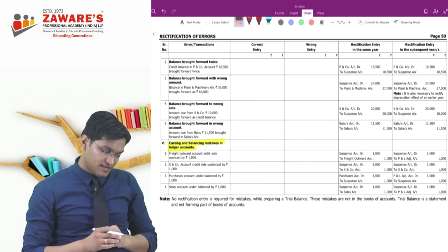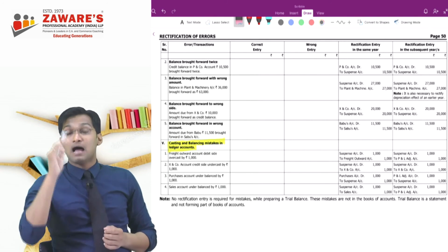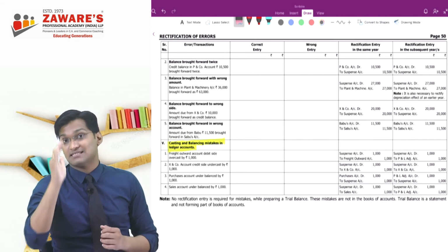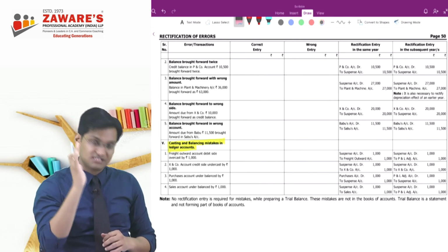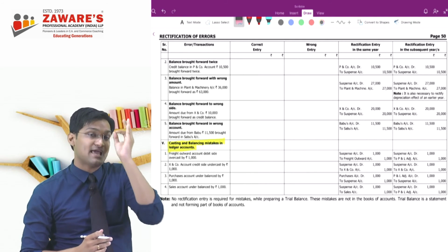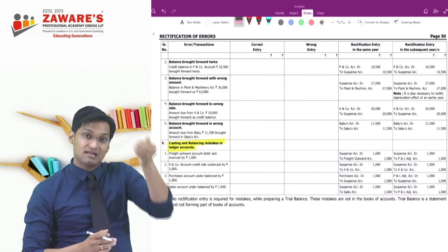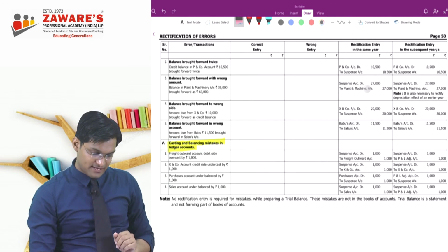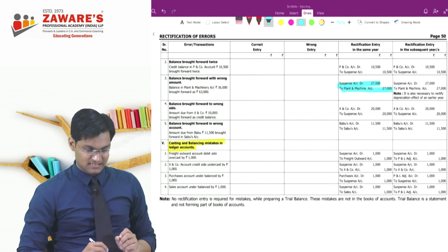Balance in plant and machinery account 36,000 brought forward as 63,000. Understand, plant and machinery has debit balance. Your debit balance should have been 36,000, but you have brought it down as 63,000. Can I say excess balance brought down? 27,000. No problem. We will credit plant and machinery account by 27,000 and we will debit suspense account by 27,000.